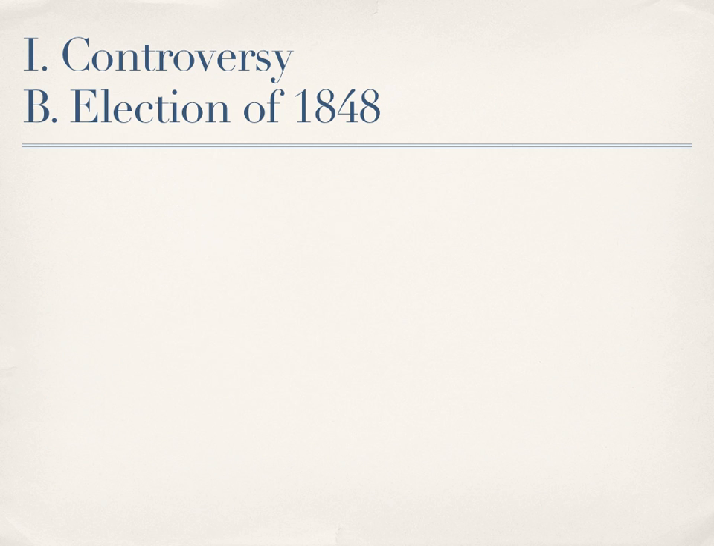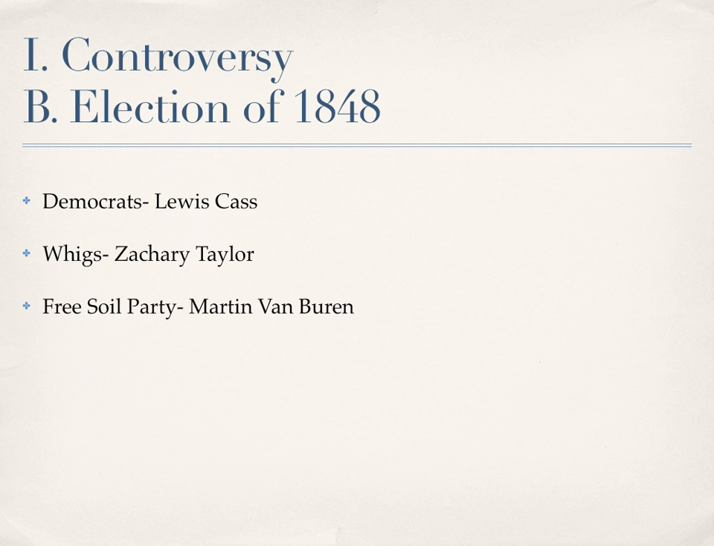Okay, let's look at the election of 1848. Okay, the Democrats are going to nominate Lewis Cass. The Whigs will nominate Zachary Taylor, remember the war hero of the Mexican-American War. And the Free Soil Party, which is a party that is going to want to forbid or prohibit the extension of slavery into the territories, but was okay with allowing slavery to exist where it already was. The Free Soil Party is going to nominate Martin Van Buren.